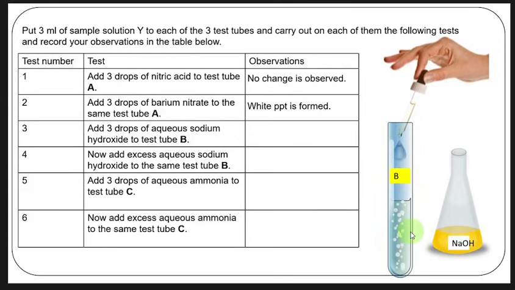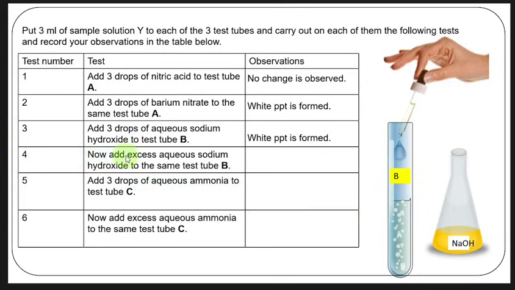So you have seen what has happened. Before adding, it is like this. After adding 3 drops, you see what happens. We see some white solids again. So we'll record it as white precipitate is formed. You record what you are seeing. Then we go to test 4.